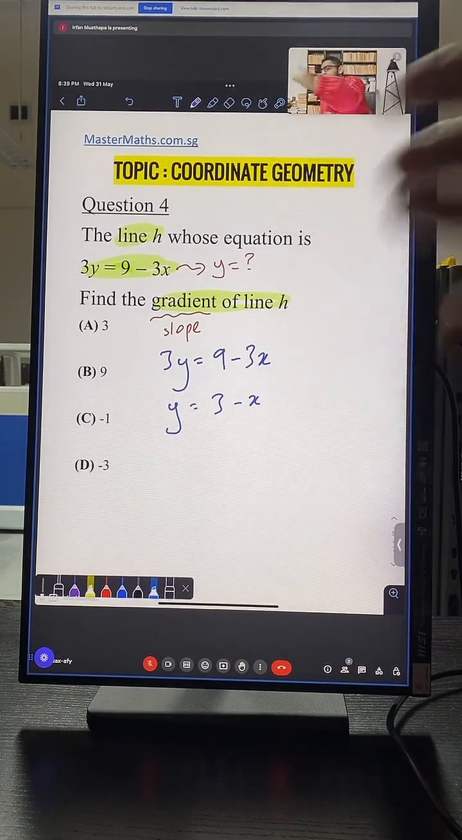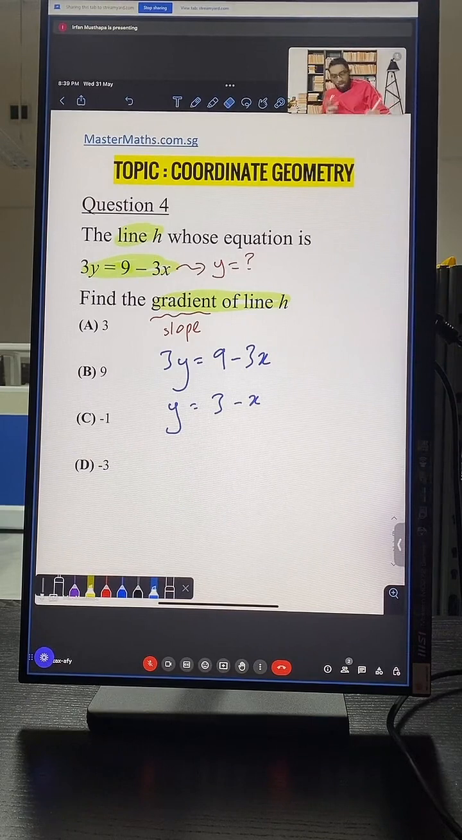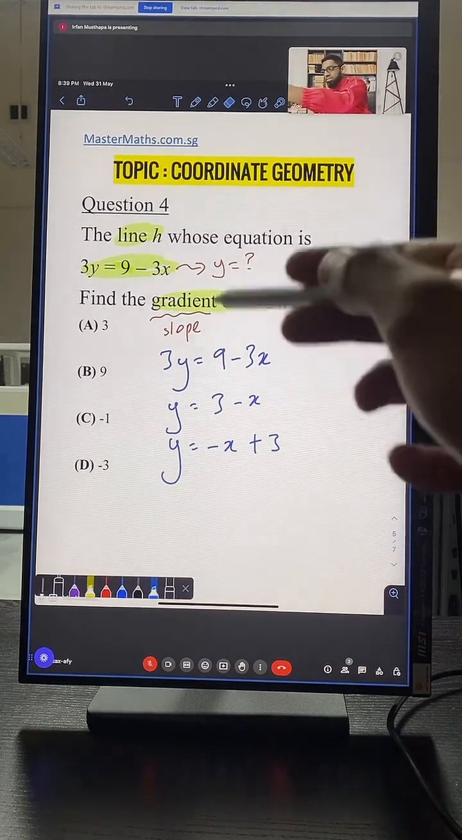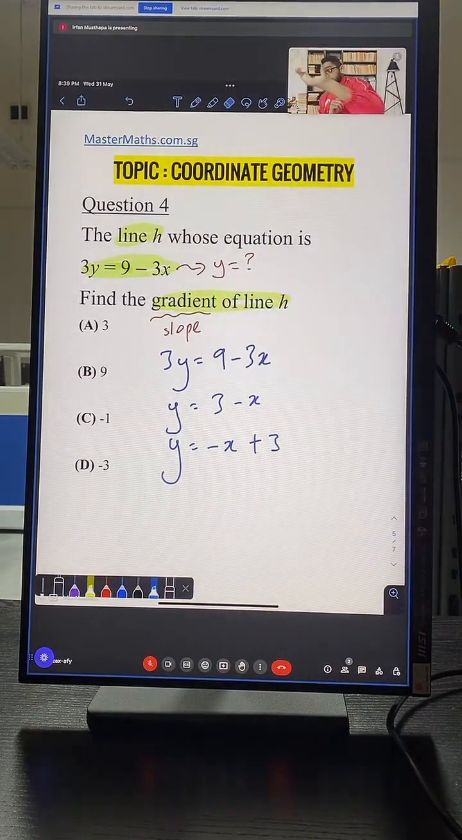It's useful to change this up into y. So y equals -x plus 3. Why am I changing it up? Because this is a diagonal line. How do we know whether it is diagonal? Look at the equation. If your equation has both x and y inside, it is confirmed a diagonal line. And this is basically the form y equals mx plus c.